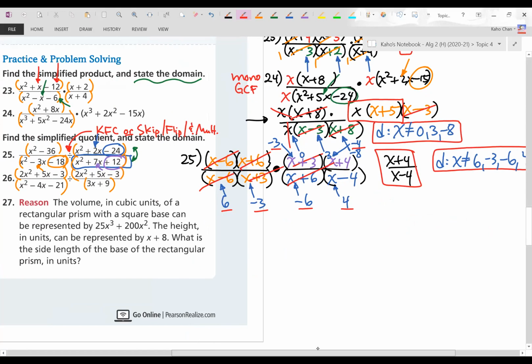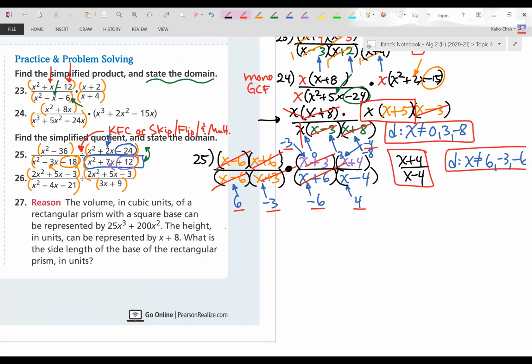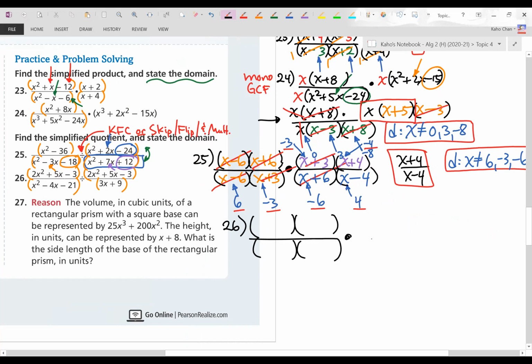Last one on this section, number 26. Factor the heck out of that top one. Times, I'm going to flip that bottom one, of course. And when I flip it, that 3x plus 9 goes upstairs. I can take out a 3, can I? Let me just do that one really fast. That's a monomial GCF right there.